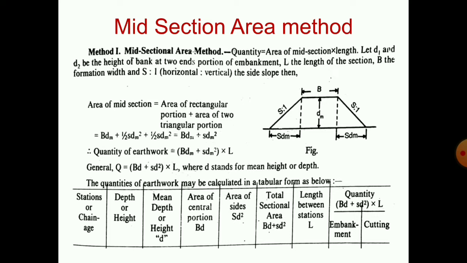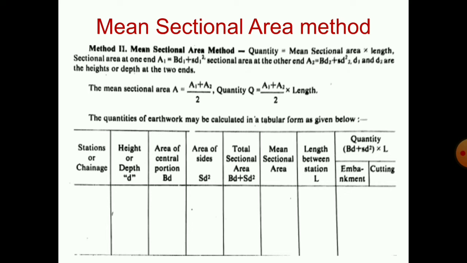Quantity will be recorded as banking or embankment or in cutting. If it is in cutting, you have to enter in cutting column, and if it is in banking, you have to enter in embankment column. Second method is mean sectional area method. As the name itself indicates, you have to take mean areas between two sections. So you have to take first A1 as BD1 plus S D1 square, then A2 as BD2 plus S D2 square.